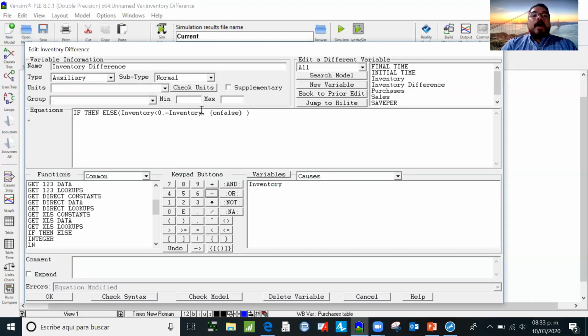Okay, because having a positive value, I can define another variable to use the inventory difference to put a backup order to our provider and get enough product so the inventory doesn't go to zero. So if the inventory is less than zero, then I'm going to establish that the value of the inventory difference is going to be minus the inventory, so it is positive. And if not, I'm going to say that the inventory difference is zero. Okay.